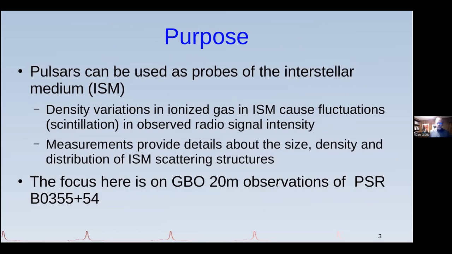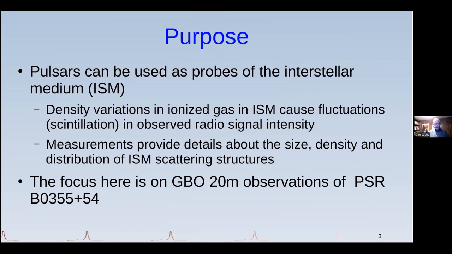And so the purpose here tonight is just a real quick introduction to pulsar scintillation, by observing that the signals we get from pulsars can be used as probes of the interstellar medium. The density variations in the ionized gas, mainly hydrogen, in the ISM cause these fluctuations. The fluctuations are the scintillation, which arises in the radio signal intensity.